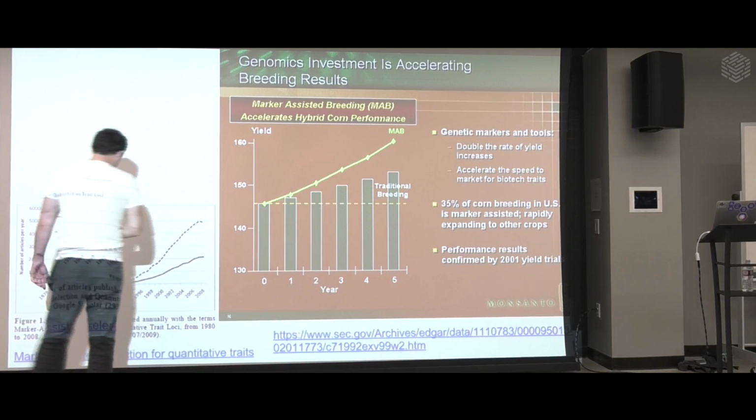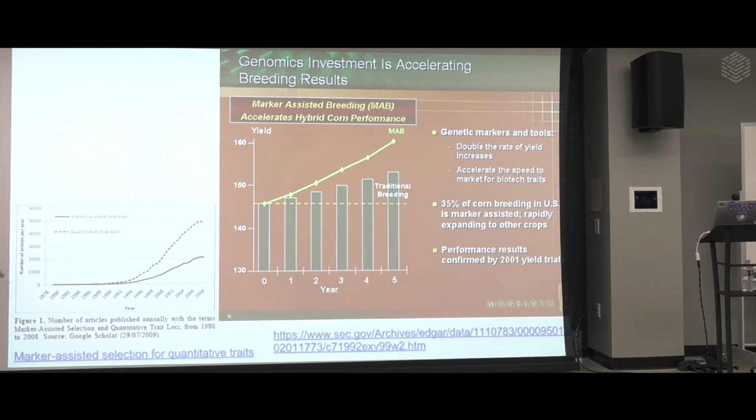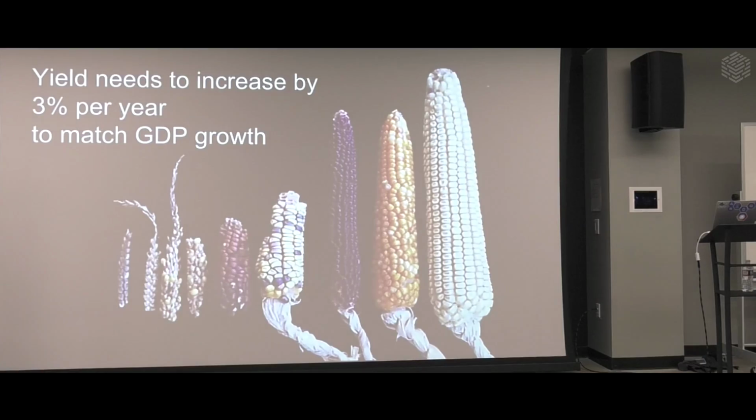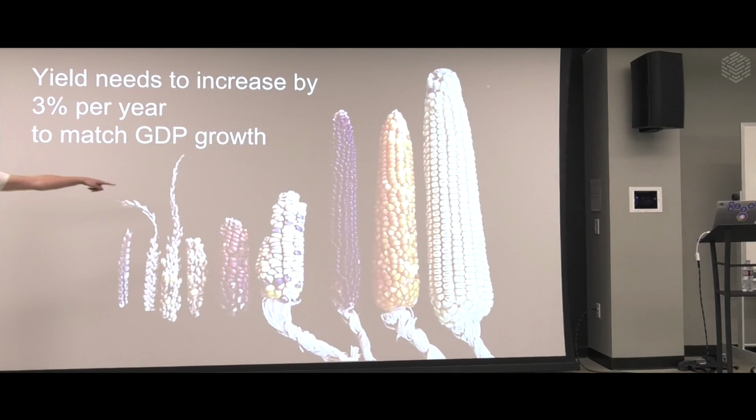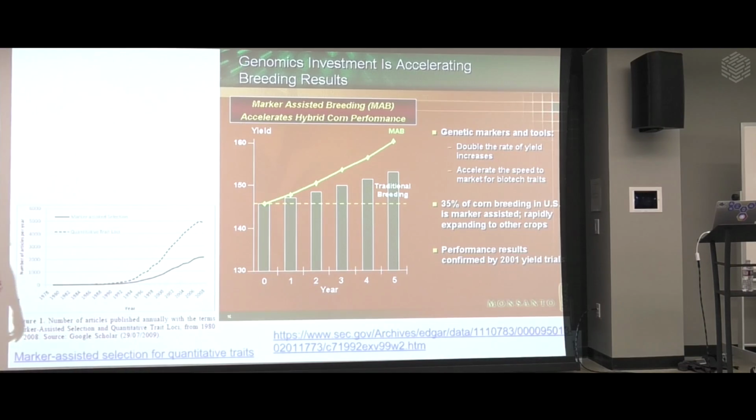And that's why you see in the literature, this plotted from 1978 to 2008, the increased incidence of this term marker-assisted selection or quantitative trait locus is also increasing exponentially, because that's what's driving the next version of this. This is a slide from an SEC filing from Monsanto. They are #1 in corn breeding and corn optimization.